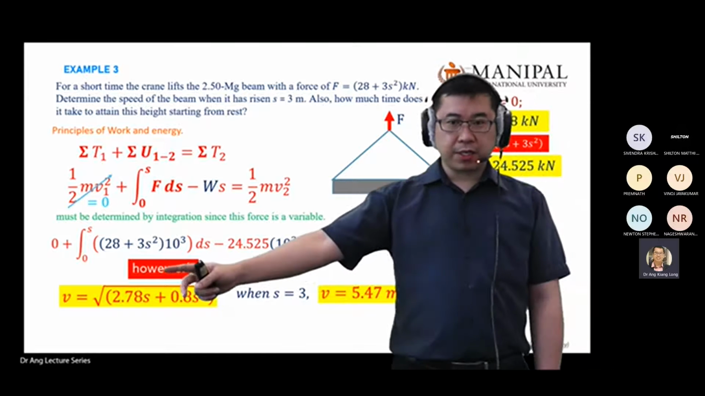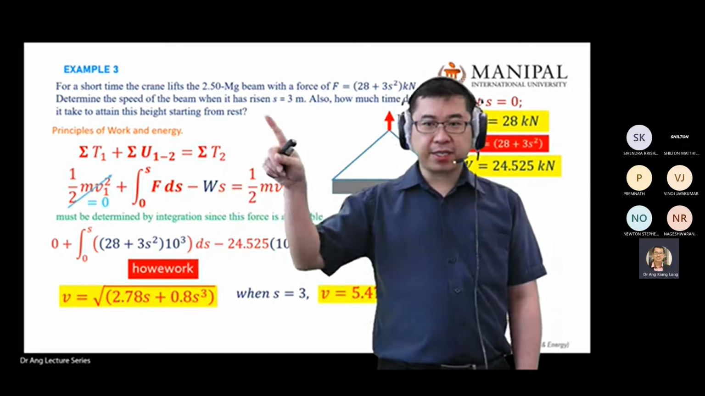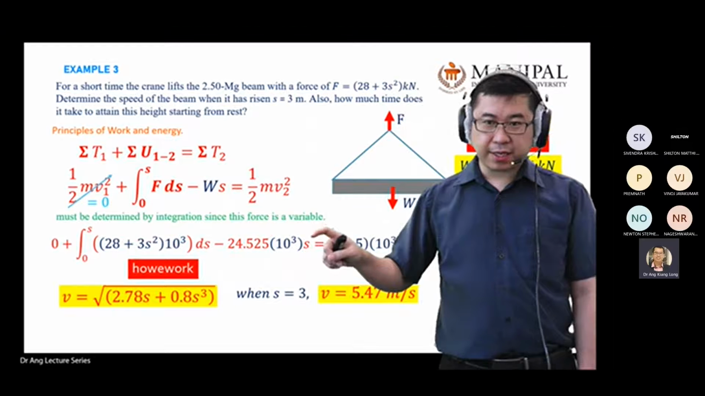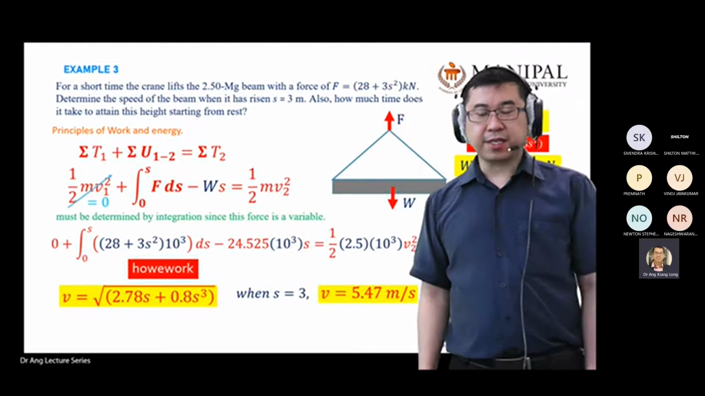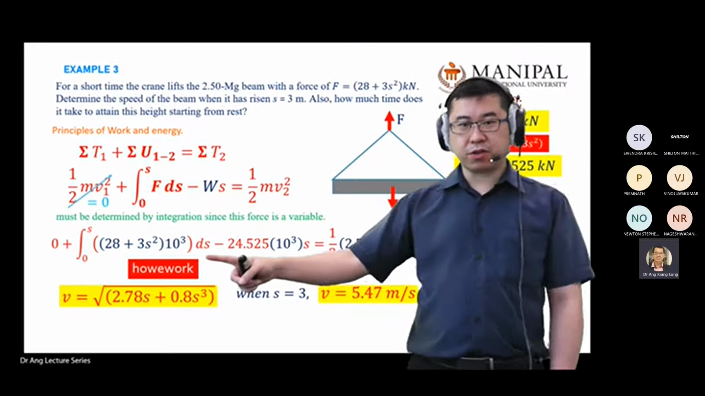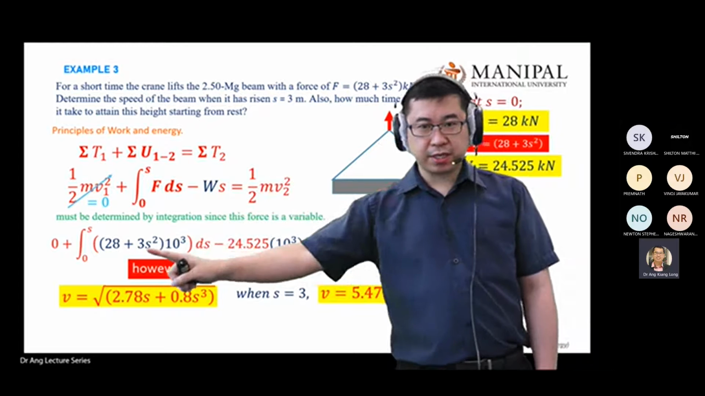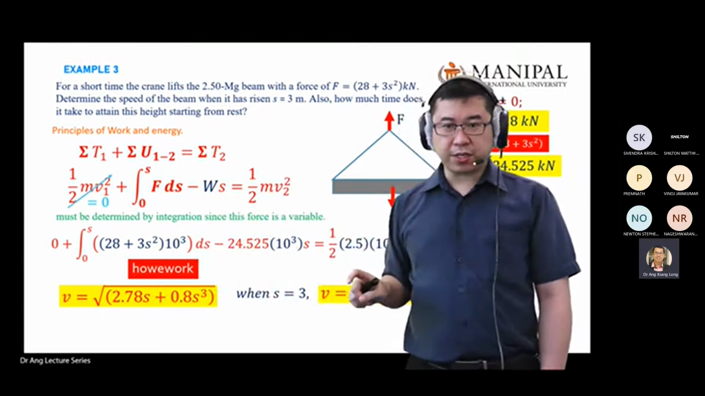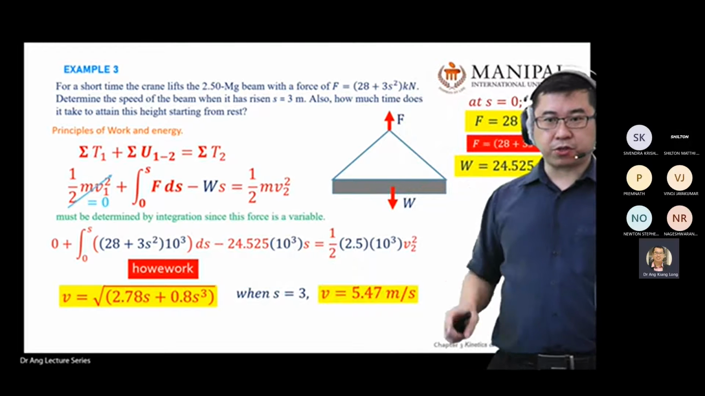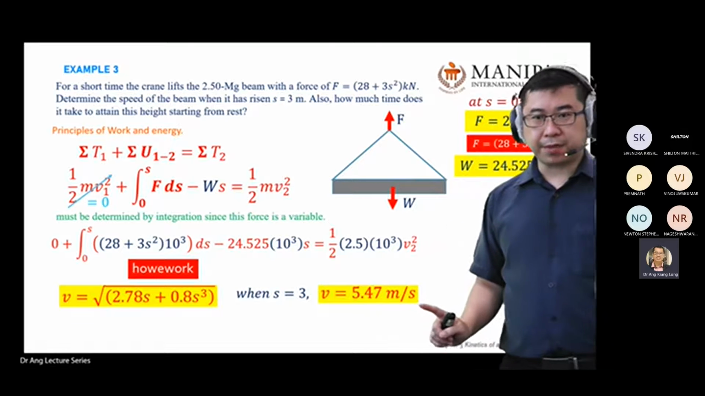Of course, you say, hey, Dr. Ang, can I substitute my S equal 3 inside here? The answer is yes, you can. You can substitute straight away in the equation of work and energy here to find the velocity when it reaches 3 meters from this original position. So V equal to 5 point something meter per second.